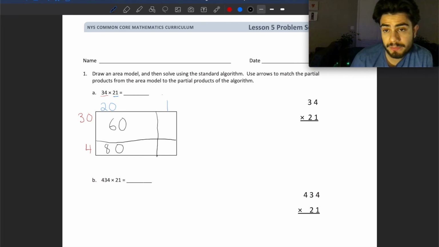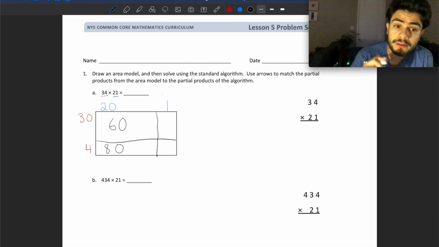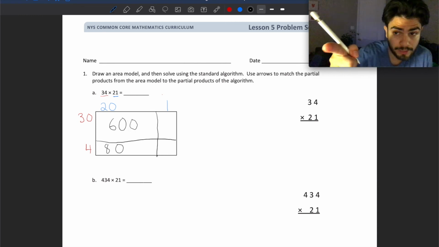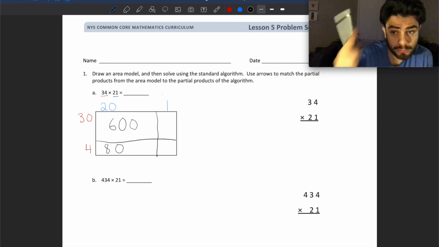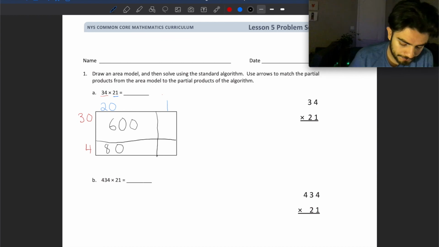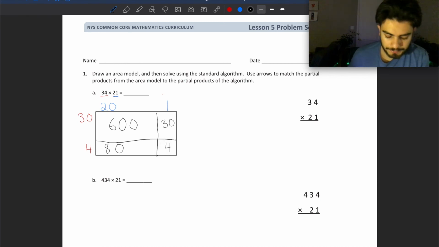And I just completely messed up, and if you didn't catch that, 30 times 20 is actually 600. Good catch, everyone. I know you were thinking that, and you probably logged off already, but thank God you didn't. All right, let's continue. Then you got 30 times 1, which is going to be 30. Then you got 4 times 1, which is 4.